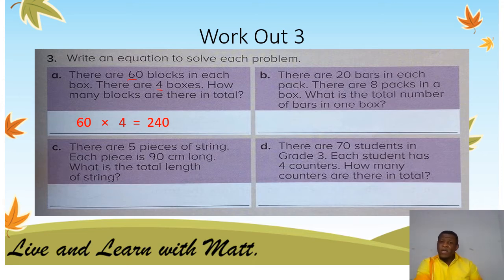Part B. There are 20 bars in each pack. There are 8 packs in the box. What is the total number of bars in one box? This will be multiplication, 20 times 8. And we can use 2 times 8 to figure out 20 times 8. So 2 times 8 is 16. Therefore, 20 times 8 will be 160.